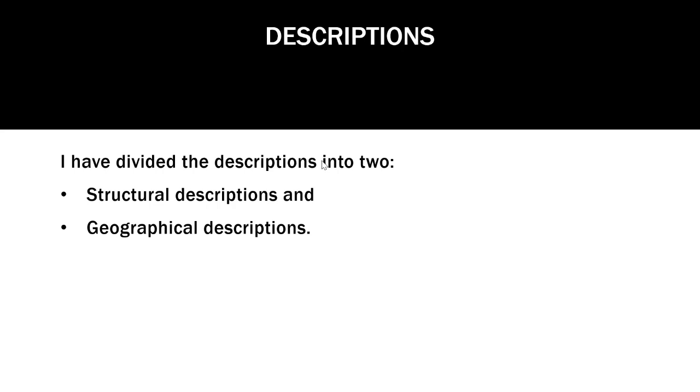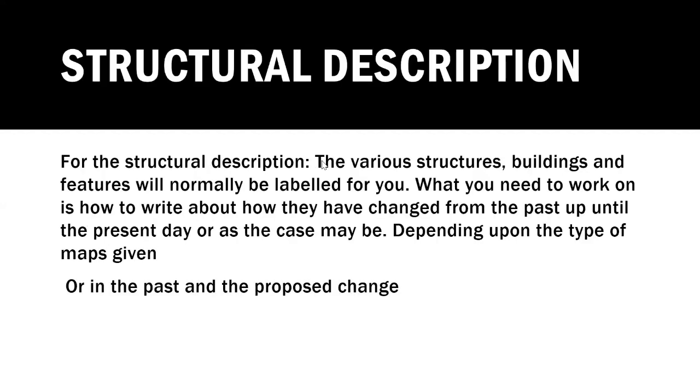So in structural descriptions, you are talking about how the structure has changed over time. Maybe it has been removed, it's been upgraded, it has been transformed, or whatever change that has happened to the structure. That's what you are describing. And for the geographical description, you're talking about how the position or the location of the structure has changed. So that's all.